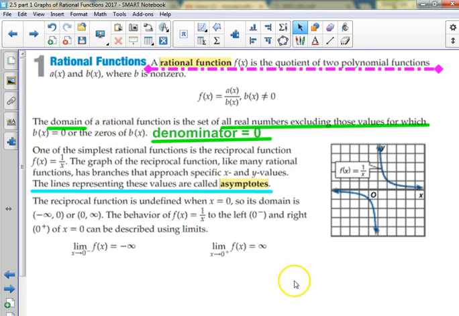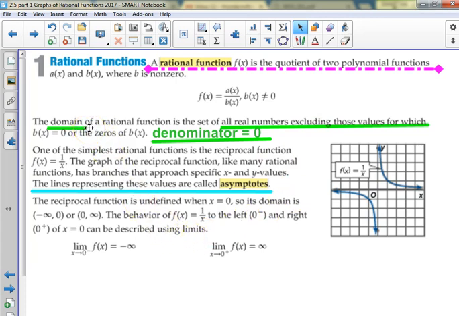All right. A rational function simply means it's the quotient, which is the answer to a division problem or the setup to a division problem, where the top is a polynomial function and the bottom is a polynomial function. Okay? The top can even be a constant, which is officially a polynomial function. All right.